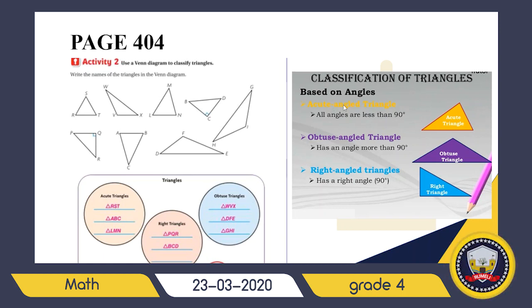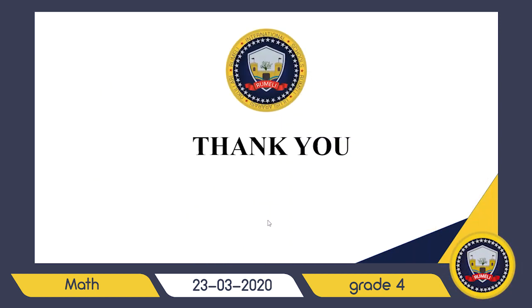Remember it. If all of the angles are acute, it is an acute triangle. If only one of them is a right angle, it is a right triangle. And if it has one obtuse angle, it is an obtuse triangle. Good job. Thank you so much.